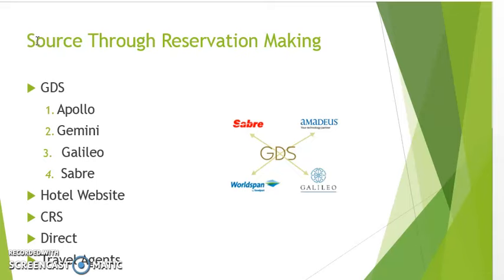Now, how can we go for the reservation? What are the sources we can have? First is the global distribution system, we say GDS. There are many kinds: Apollo, Gemini, Galileo, Sabre. Then the hotel website, central reservation system, direct reservation to the hotel, and through travel agents.